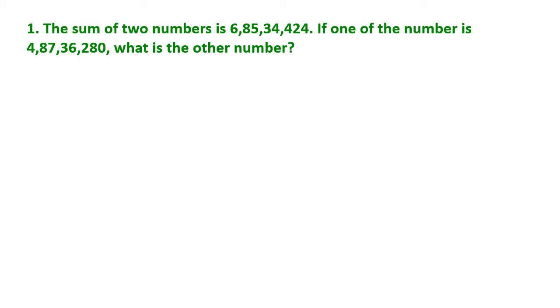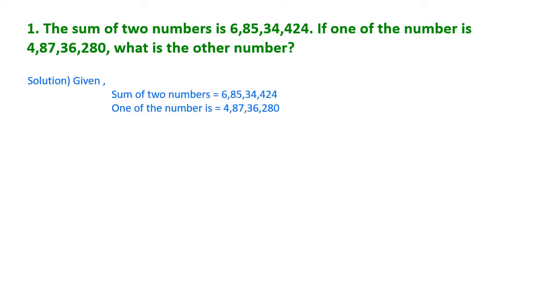The sum of two numbers is 6 crore 85 lakh 34,424. If one of the numbers is 4 crore 87 lakh 36,280, what is the other number? So the first step is to note down all the information that is given in the question. The information present is the sum of two numbers and one of the numbers.